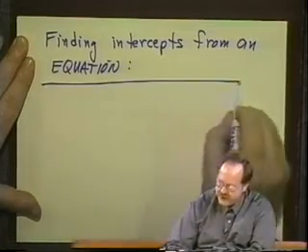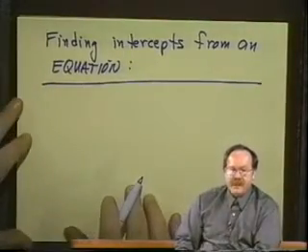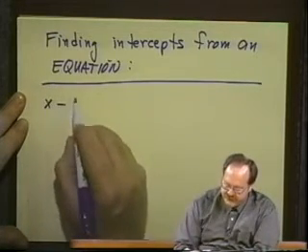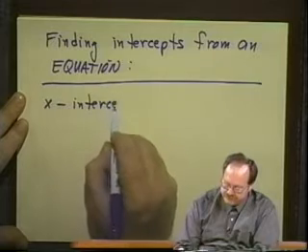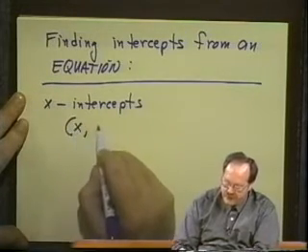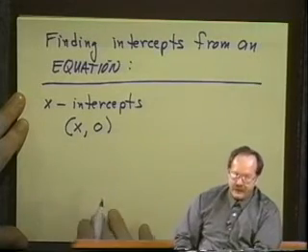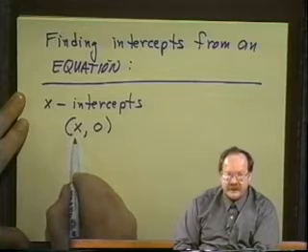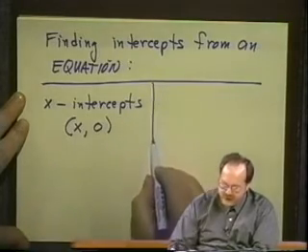Well, the key to doing this is something I mentioned when I talked about the coordinates. X-intercepts, what do they look like? They have the form x comma 0. In other words, the y value is 0, and then the x value is the number we need to find. So that's what we do.